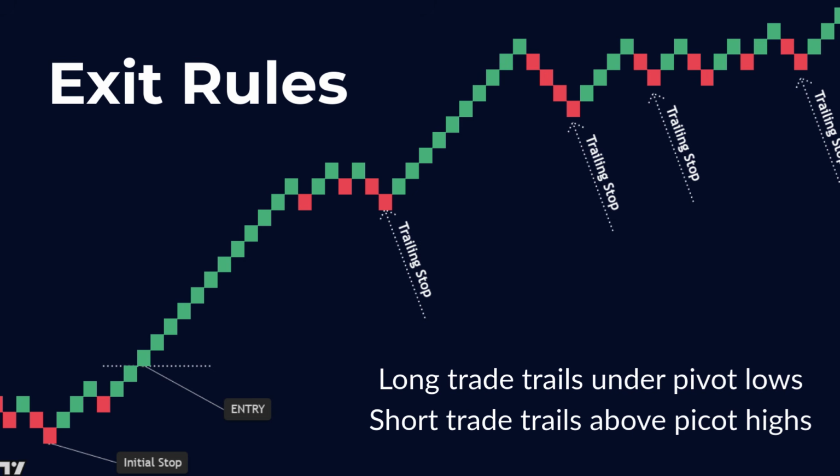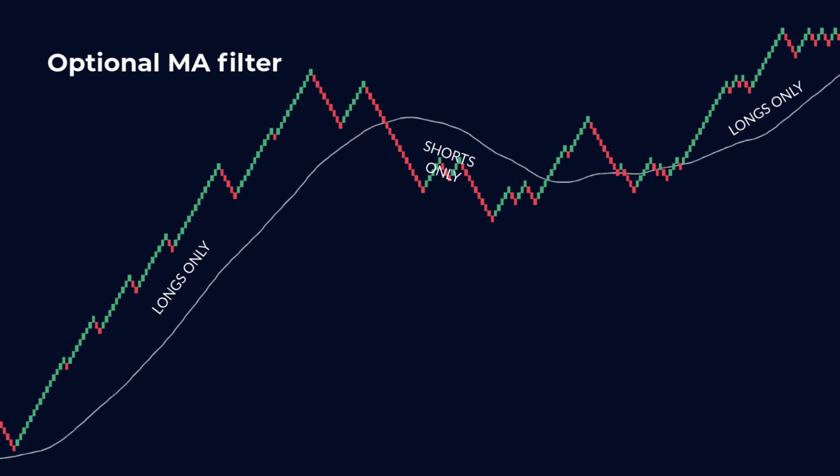My exits are also structure-based. If I'm long, my stop is the last confirmed pivot low. As new pivot lows form, I trail the stop higher. If I'm short, I trail above pivot highs. If you want to avoid trading both directions in chop, add a simple optional filter. Only long above the 50 moving average and only short below it. This is not for entries, it's just a direction gate.